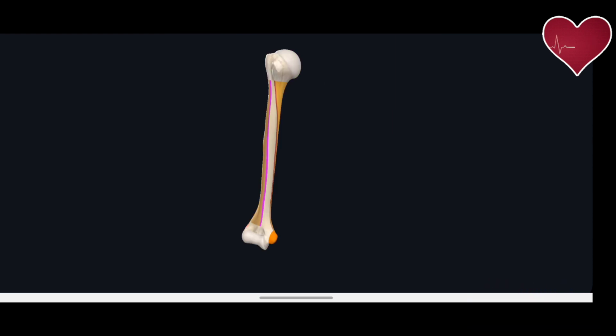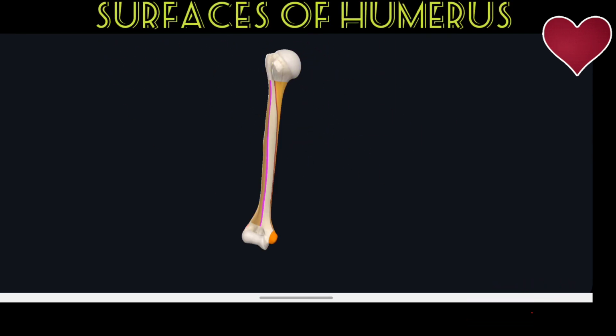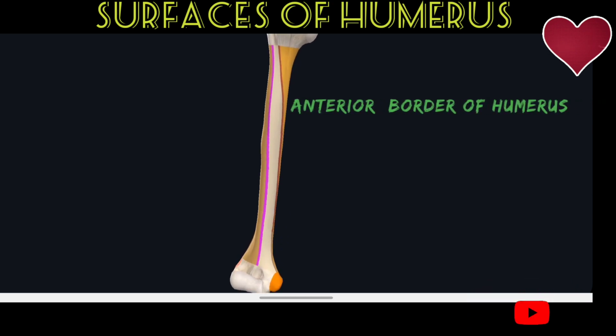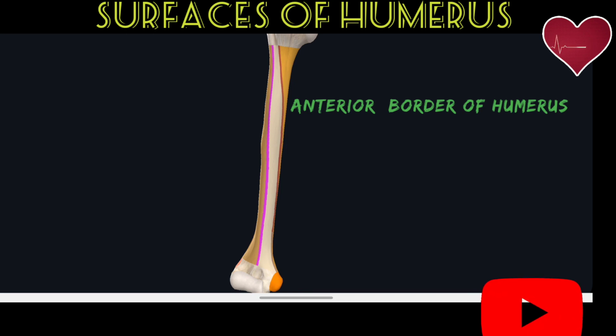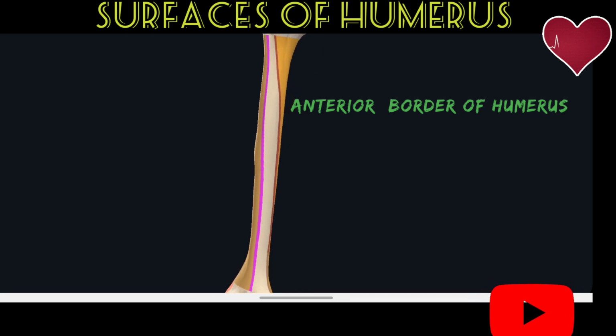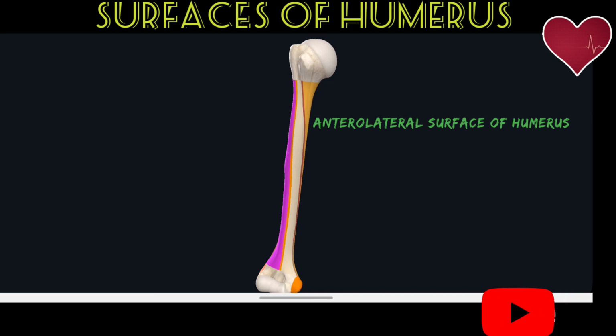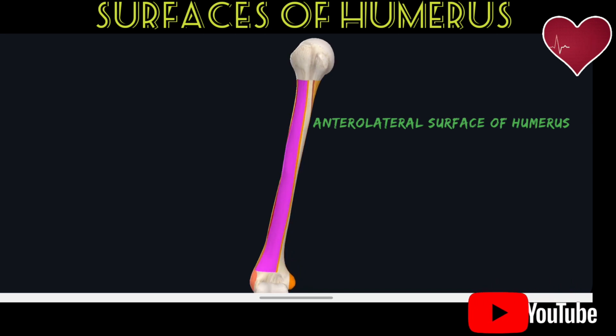Now we move to the surfaces of the humerus. At first, this pink part is known as the anterior border of the humerus, or we can call it the margin of the humerus. The margin is located along the frontal aspect of the body of the humerus. And next, the anterolateral surface of the humerus is the area of the anterolateral aspect of the body of the humerus.